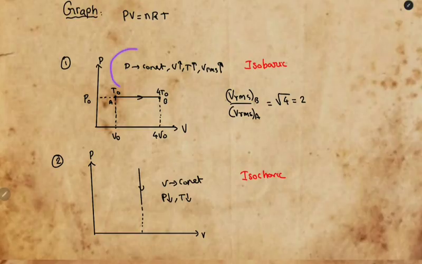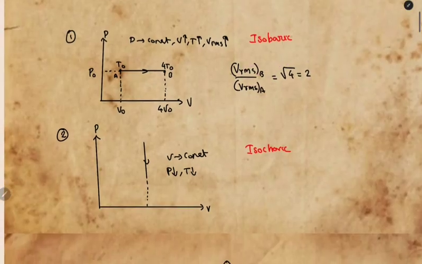Okay, so when keeping pressure constant, it will be an isobaric process. How will VRMS depend? As I said, it depends on root T, right? So root T in B by root T in A simply gives you root 4, and this will be equal to 2. That's how you will find it. Fine.